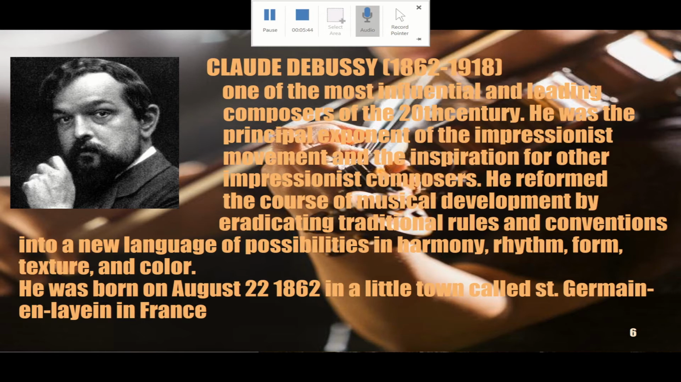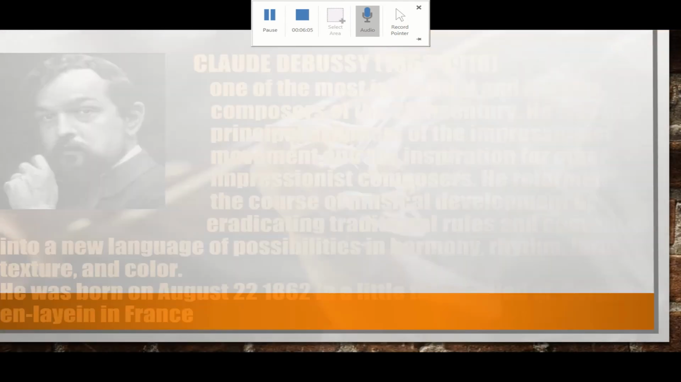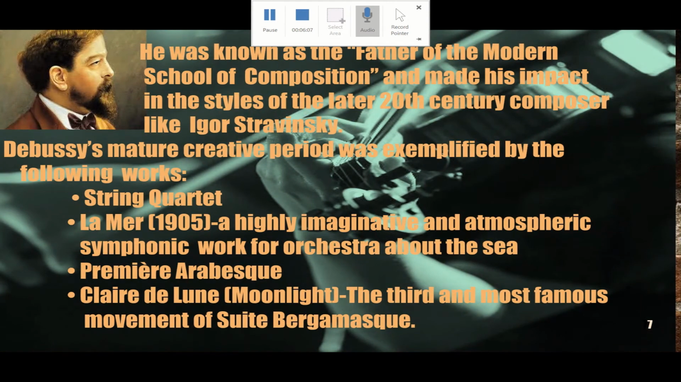He was born on August 22, 1862 in a little town called Saint-Germain-en-Laye in France. Correction, I'm not so sure about the pronunciation of the town. He was known as the father of the modern school of composition and made his impact on the style of later 20th century composers like Igor Stravinsky.